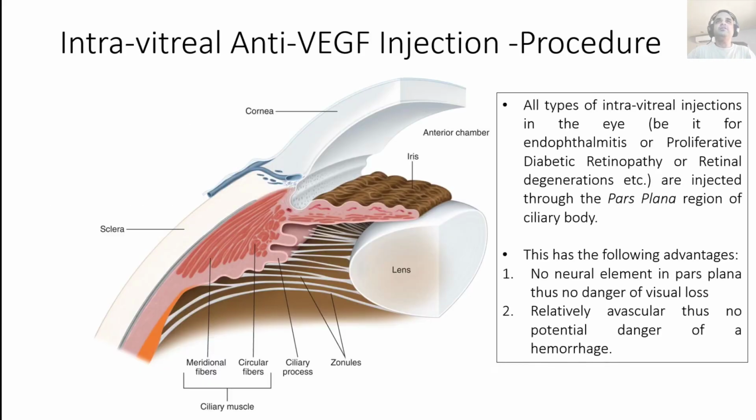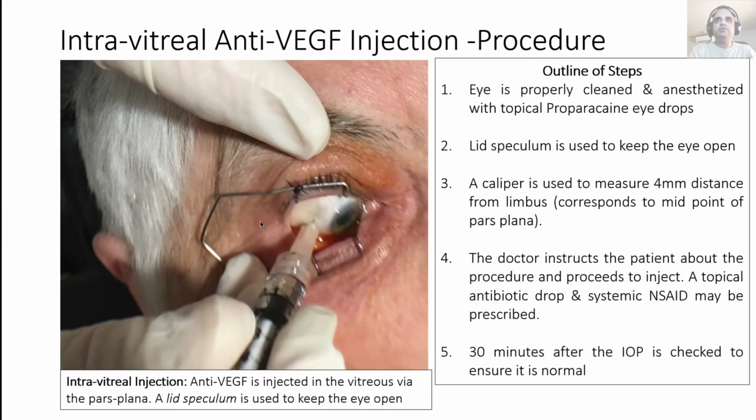This is how we give intravitreal injections. If you have done this many times, this is more for your review. The site is through the pars plana, and you need to ensure a sterile field and topical anesthesia. Check IOP after you have injected the agent, because it does cause a very transient rise, but after about 30 minutes, the IOP should be back to normal.